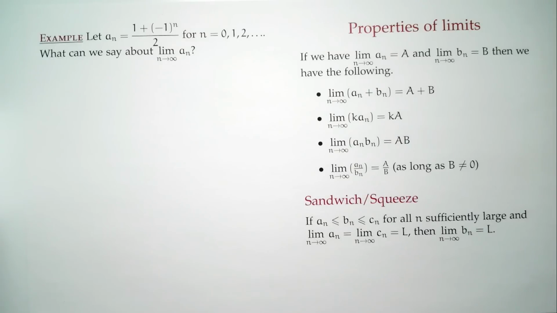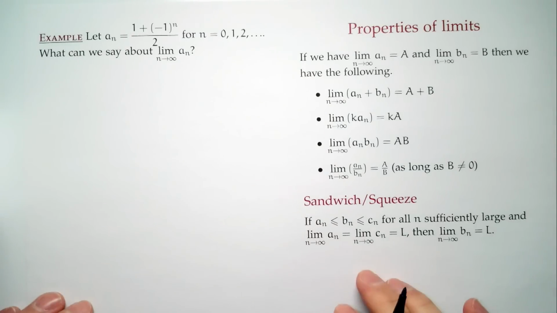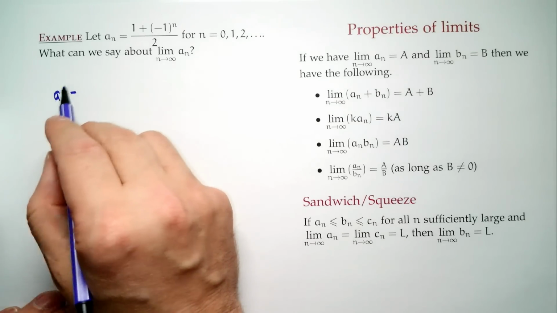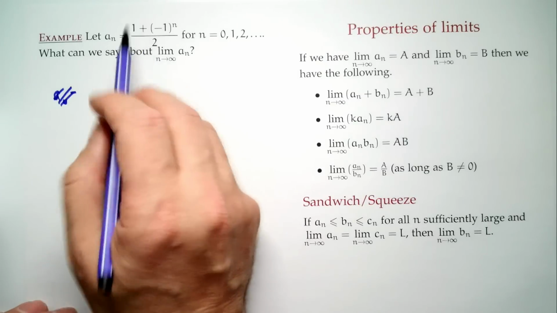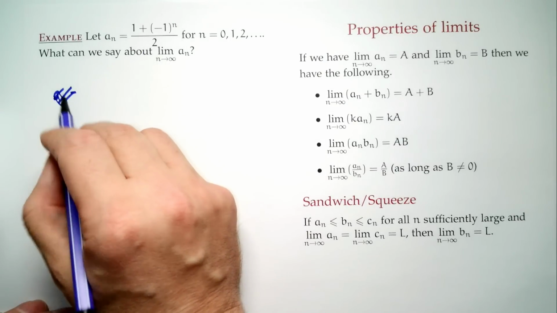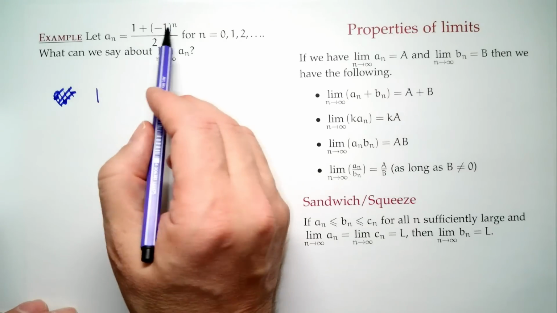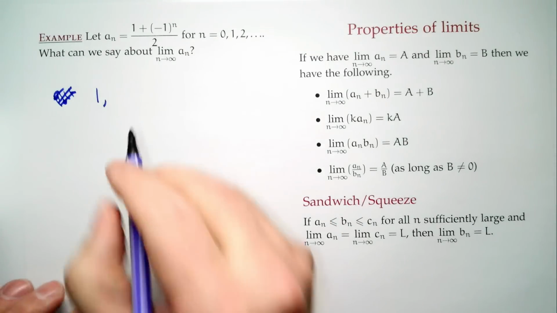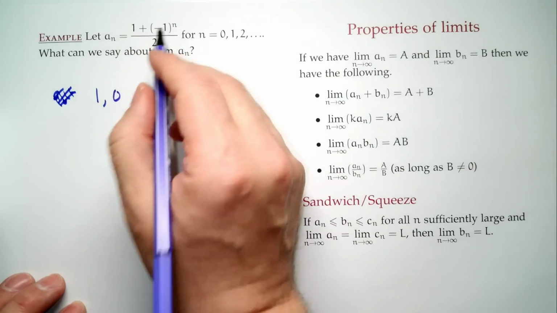Let's try this one. This is a good question. Let a sub n be 1 plus negative 1 to the n over 2. And let's figure this out. So what is a sub 0? We'll just make a list. What's the first term? It'll be 1, because it's going to be 1 plus 1 over 2. What's the next term? A sub 1. It'll be 0, because it'll be 1 minus 1 over 2.